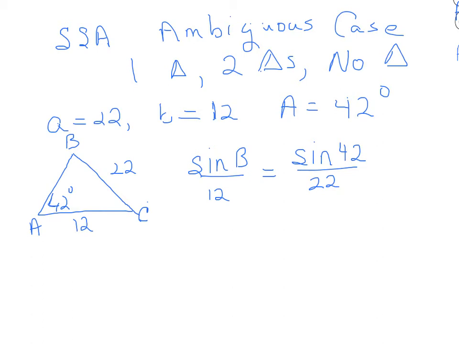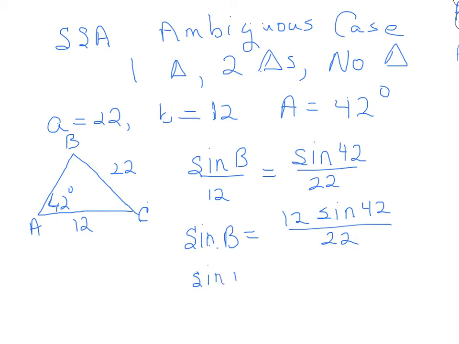Cross multiply. So the sine of B is 12 times the sine of 42 over 22. Just cross multiply. You've got kind of like a proportion here from geometry. Now, the sine of B is, we're going to get an approximation here. Let's see what you get to 4 digits.